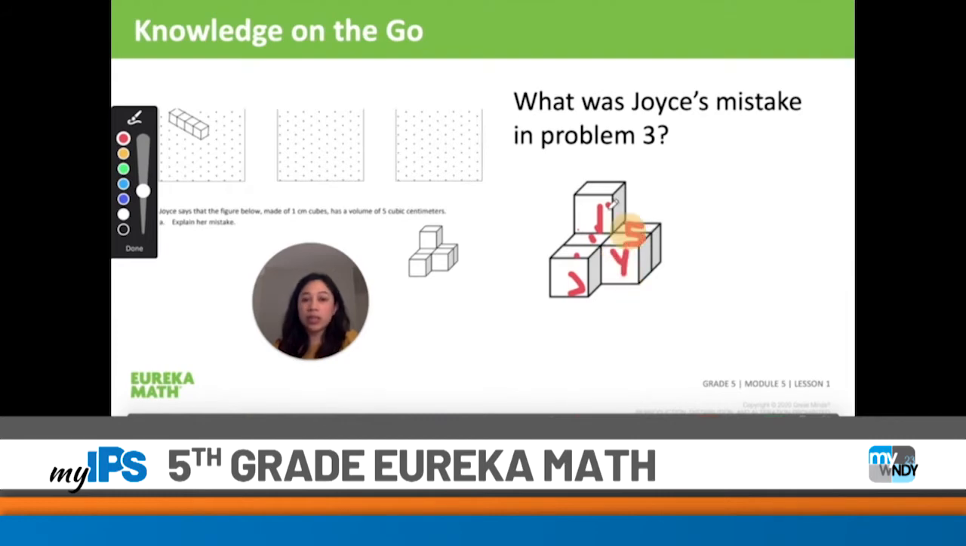What Joyce isn't seeing is the cube that's directly underneath this first cube here. And again, in thinking about the work that we did earlier, we know that this cube cannot be held up unless there's a cube directly below it. So it's hidden, but we do know it's there based on what we see here on the second level. So Joyce's mistake in problem 3 is that there's not 5 cubic centimeters. There's actually 6. There's just one hidden cube, but we know it's there because it's directly underneath the second layer of this cube right here.